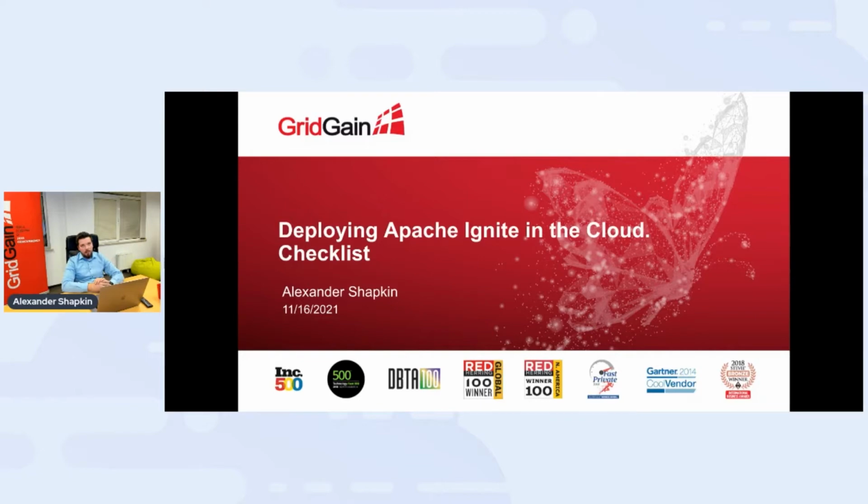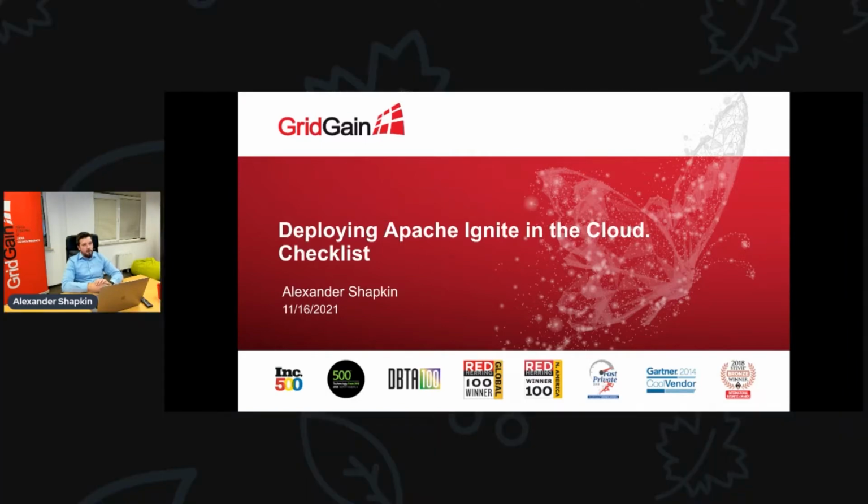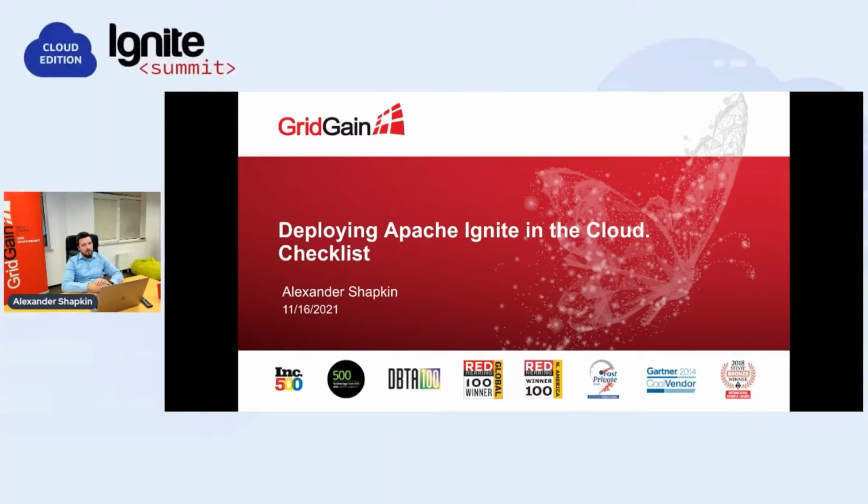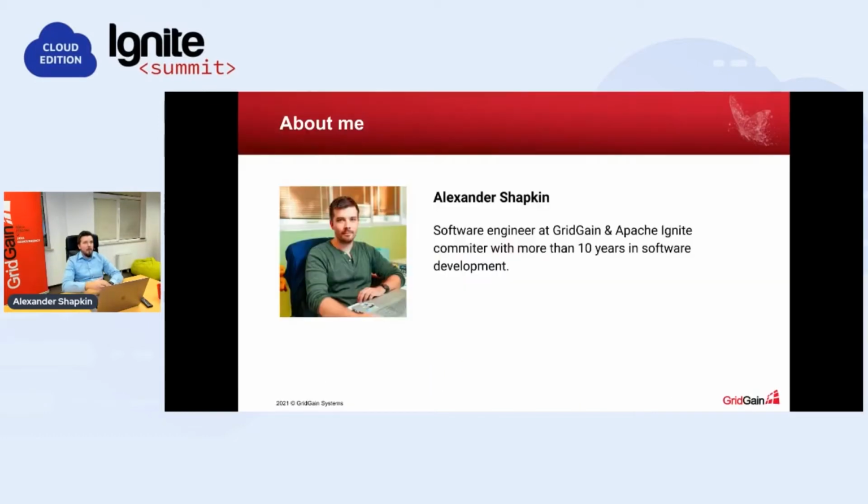Hello and welcome. My name is Alexander Shapkin, and today I would like to talk about some tips and tricks for running Apache Ignite or GridGain clusters in Kubernetes. We are going to check some recommendations and common issues that you might encounter running your cluster in a cloud. As a result, you'll have a complete checklist that you can follow to verify your deployment.